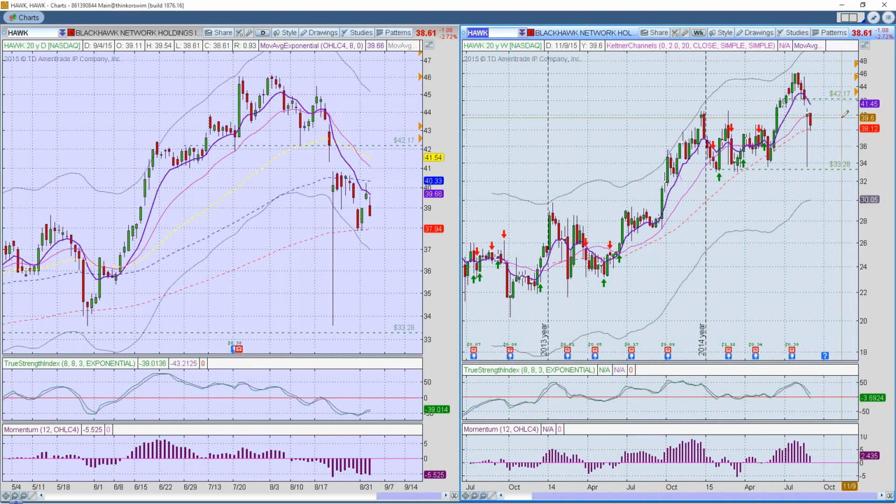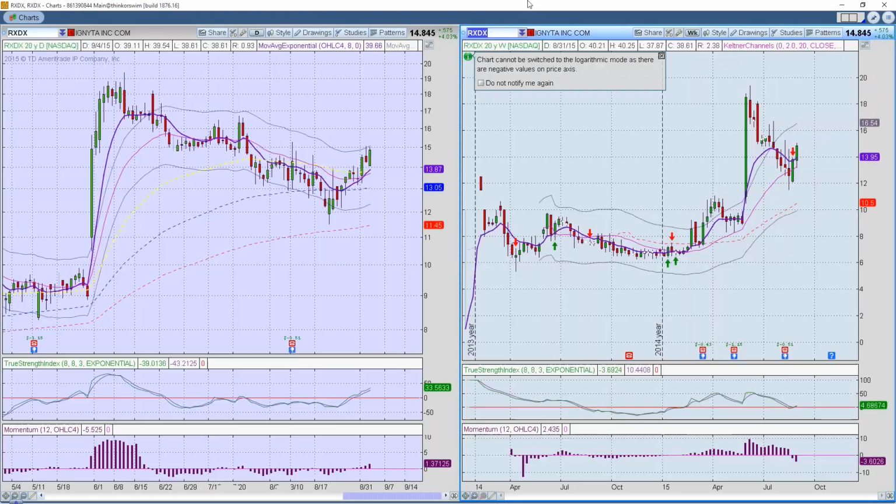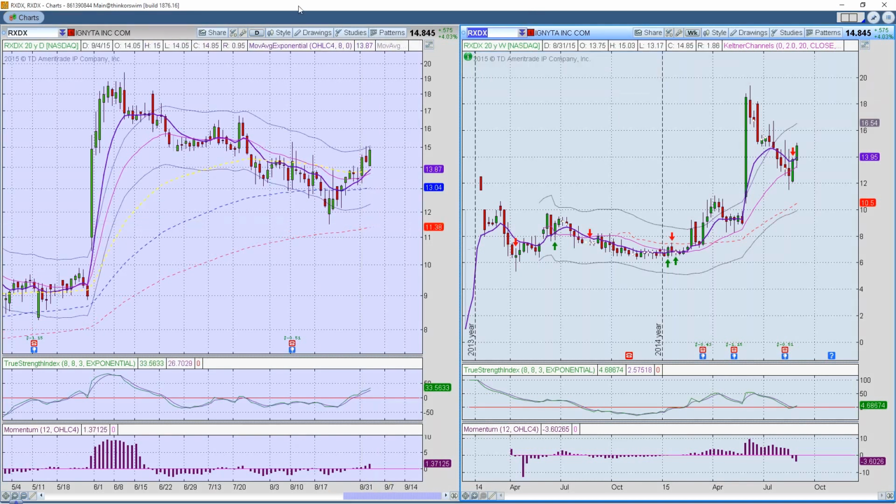Let's see what else we got. RXDX. Okay, I am totally unfamiliar with this company. Okay, whose is this? Gregory, what is this company? What does it do? Okay, pharma, okay.